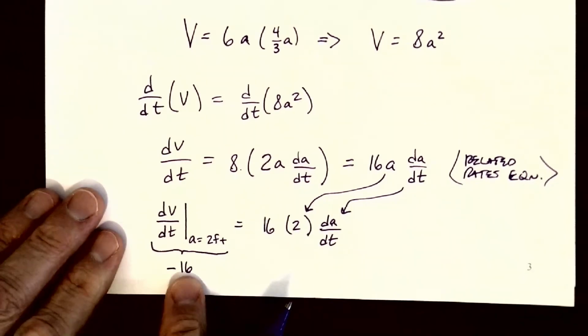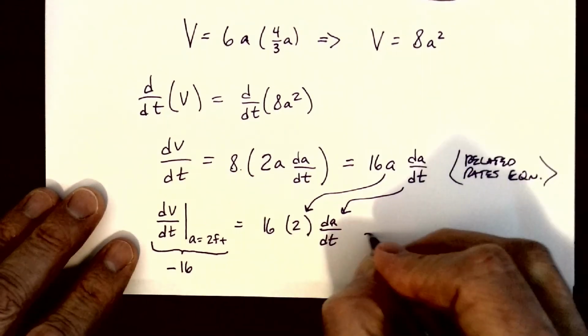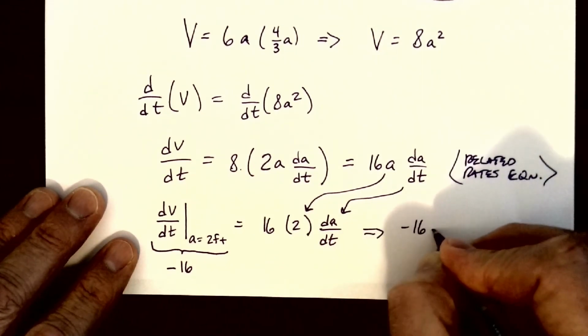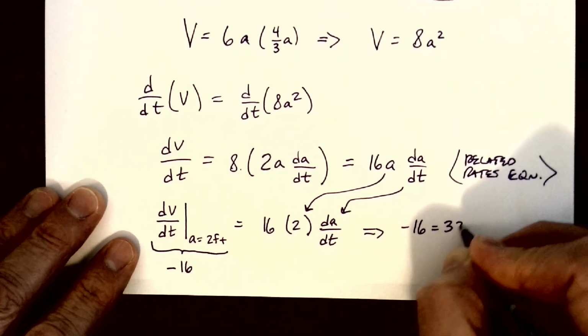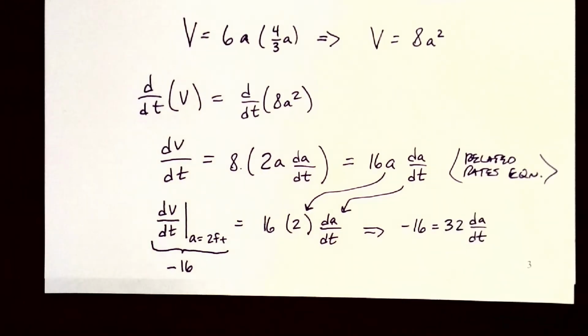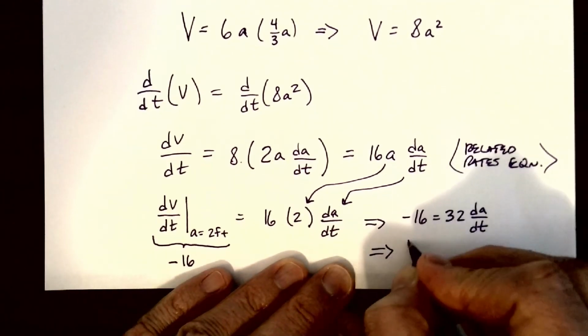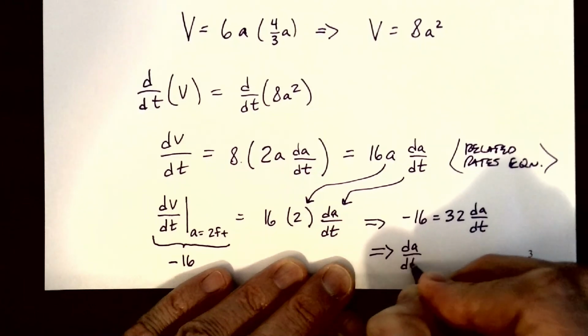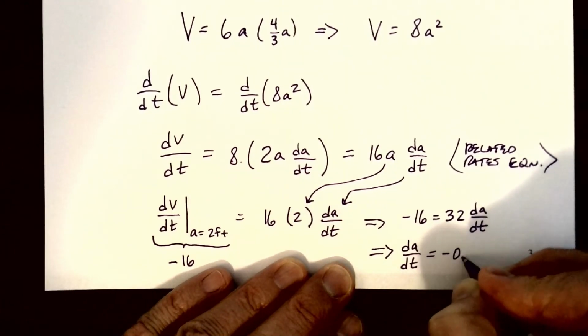So I've got negative 16 equals 16 times 2, which is 32 dA dt. Can you solve for dA dt? Yeah, divide both sides by 32, and 16 divided by 32 turns out to be 1/2. And so notice I get dA dt, the rate of change we're looking for, is negative 1/2.